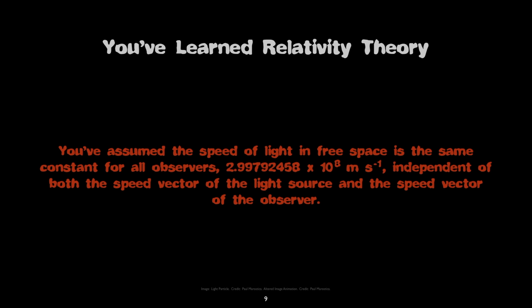You've learned relativity theory. So you've learned the special theory of relativity. You've assumed the speed of light in free space is the same constant for all observers, 2.99792458 times 10 to the 8 meters per second, independent of both the speed vector of the light source and the speed vector of the observer.